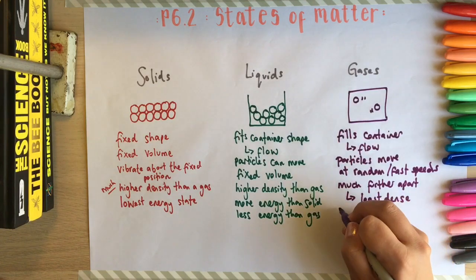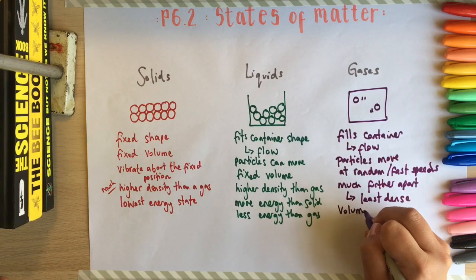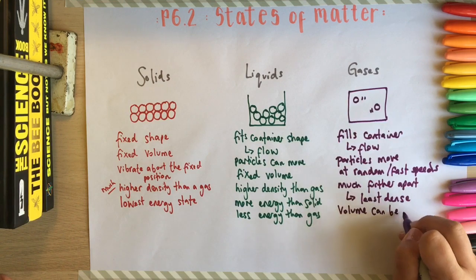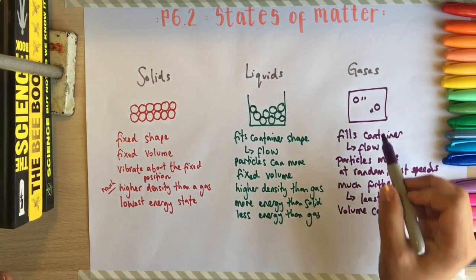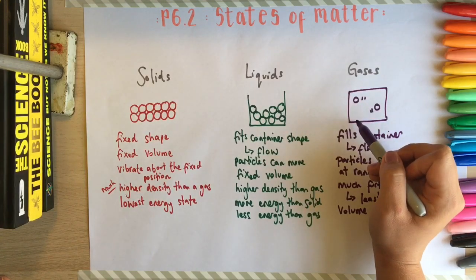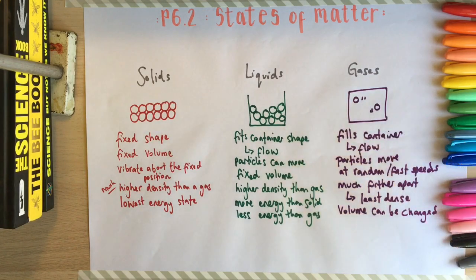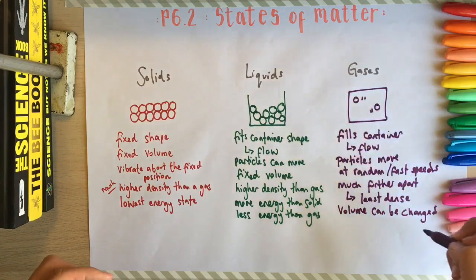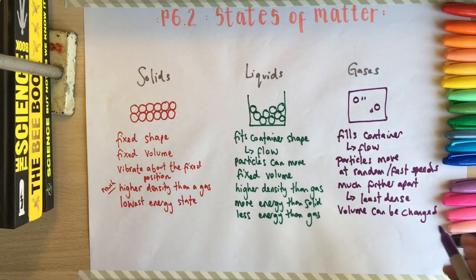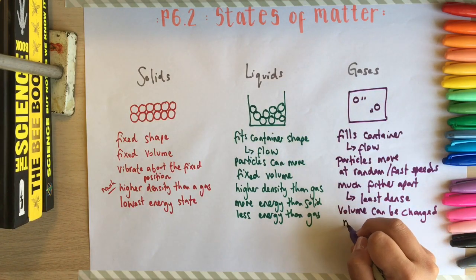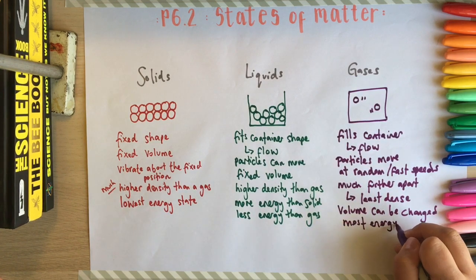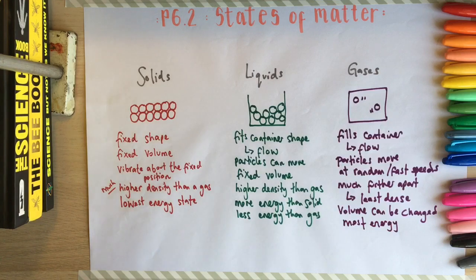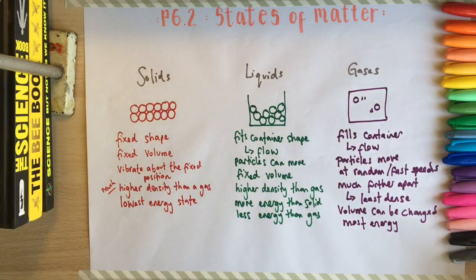We can say that the volume can be changed, and the reason that the volume can be changed is the fact that there's all this space in between these particles. So if we compress it, so we move the particles closer together, then we'll be able to change the volume, and this has the most energy out of the 3 states. So that's the basics of what you need to know about states of matter.